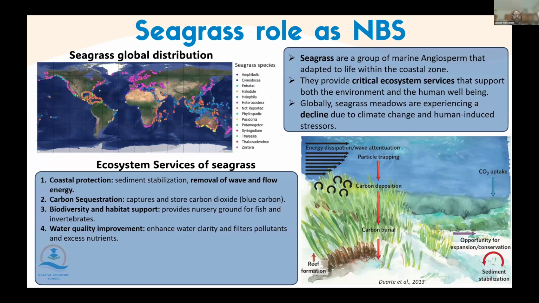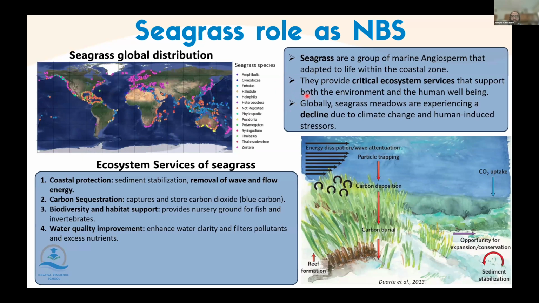So the seagrass is, well, there's a global distribution of seagrass, except in the Arctic and Antarctic regions. We have seagrass all around the world, with different species that populate different areas of the world, like in the Mediterranean Sea, we have a lot of Posidonia oceanica and Zostera marina, as well as in the Baltic Sea. And so seagrass is a group of marine angiosperms that adapted to life in the coastal zone. And they provide ecosystem services that support the environment, biodiversity, and human well-being.